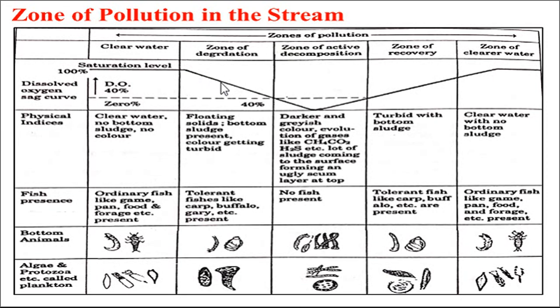The DO goes on depleting in the stream water, and a point will be reached where there is a minimum DO present. That particular zone is called the zone of active decomposition. In the zone of active decomposition, the maximum depletion of DO takes place, and after this point the regaining of DO starts. That is shown by this inclined upward line, and this zone is called the zone of recovery. A point will be reached where the DO is equal to the previous DO of clear water, and that zone we can call the clear water zone.